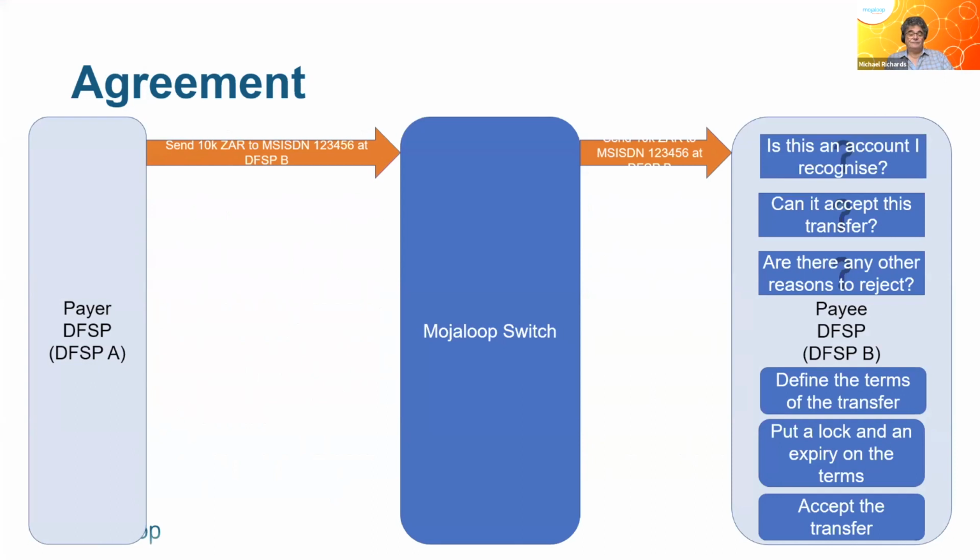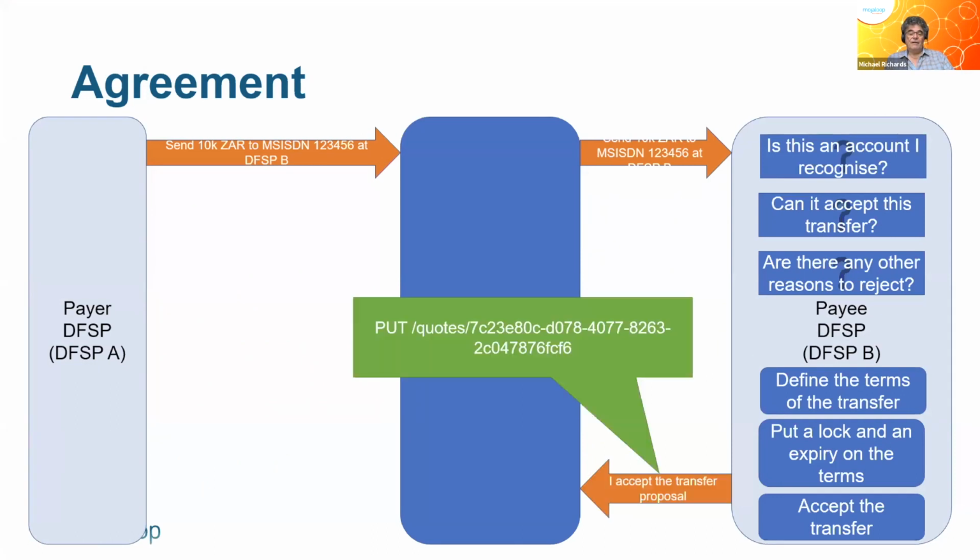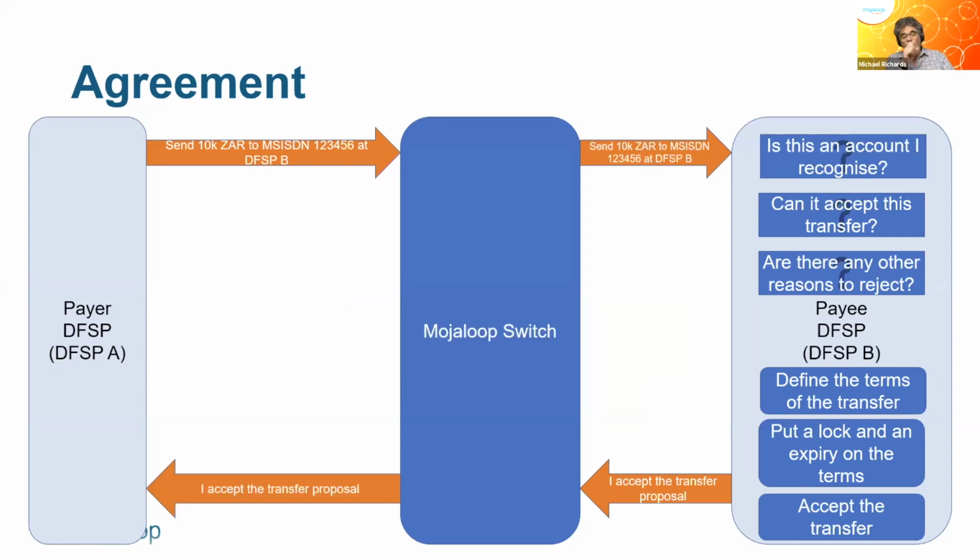So we now respond, the payee responds with a put response to the quote, and the quote identification key, which is a UID that the payer originally attached to the quote request. And it said, here is my response to your quote request. It's sent back to the payer DFSP, and that's the end of the agreement phase.